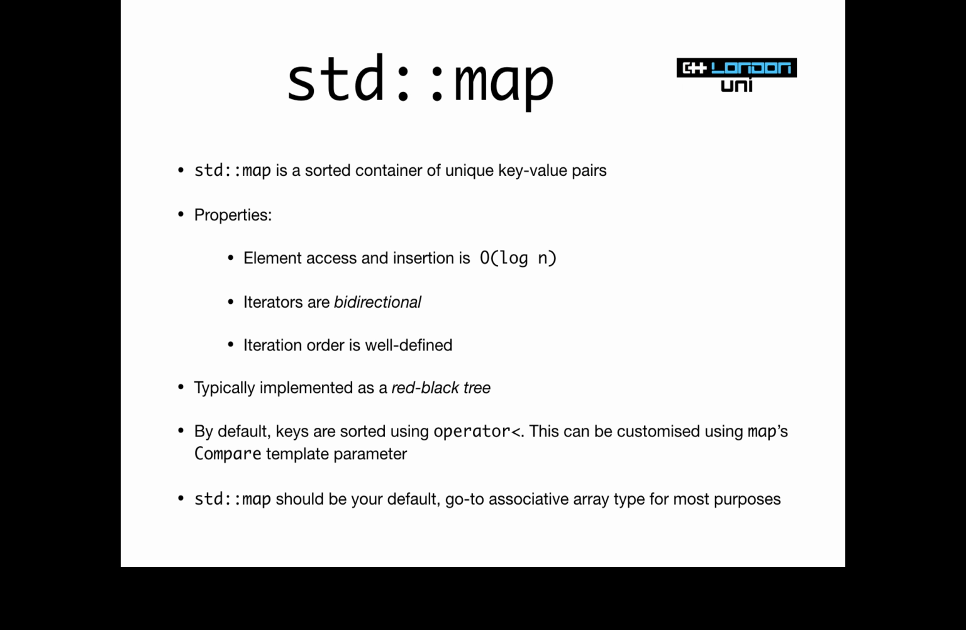In my opinion, the standard map should be your default go-to associative array type, that is your dictionary type, your map type, the one you like best.